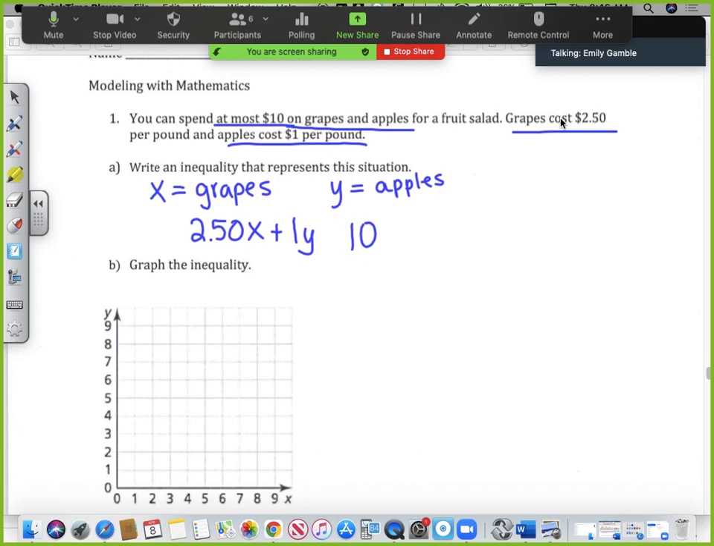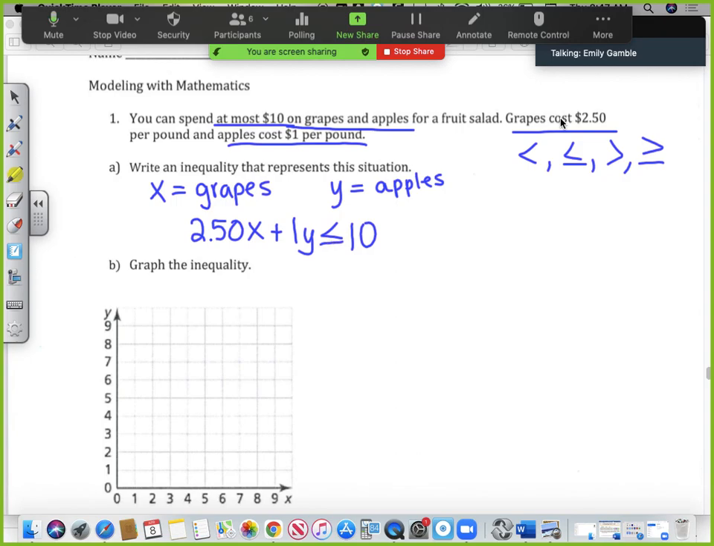So the 4 symbols would be less than, less than or equal to, greater than, or greater than or equal to. Which symbol makes the most sense that you can spend at most $10? Is it less than? Yes, it's going to be less than, but it's also going to be something else. Or equal to? Yes, perfect.